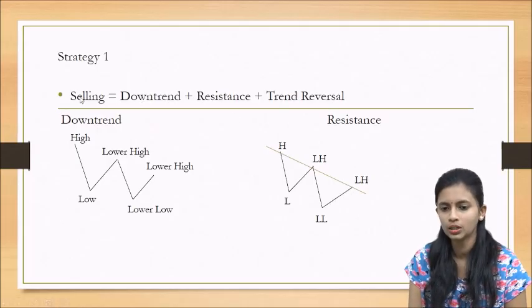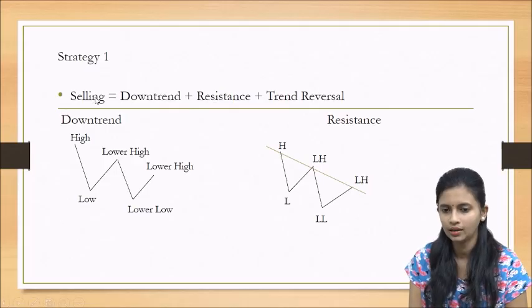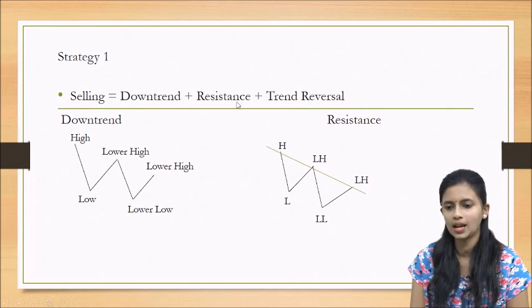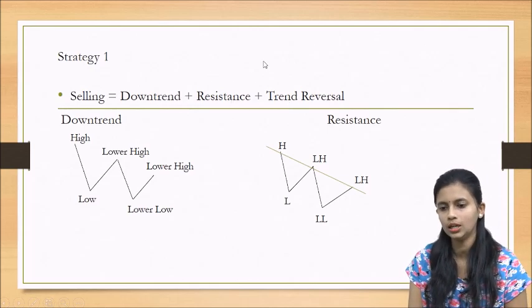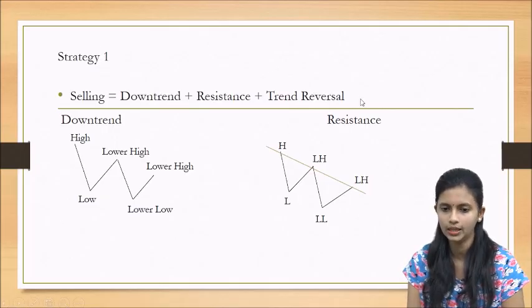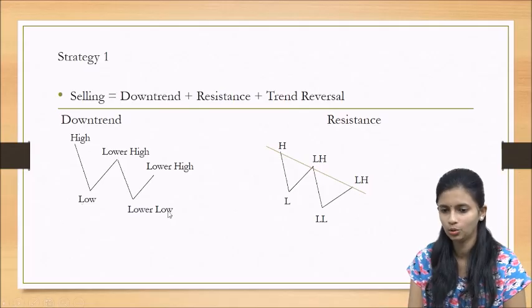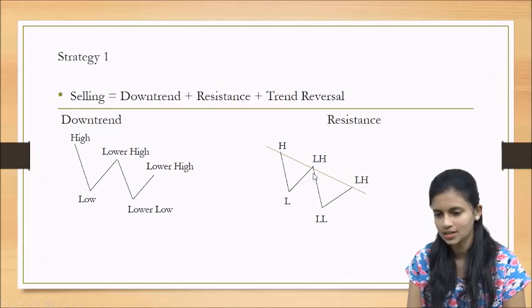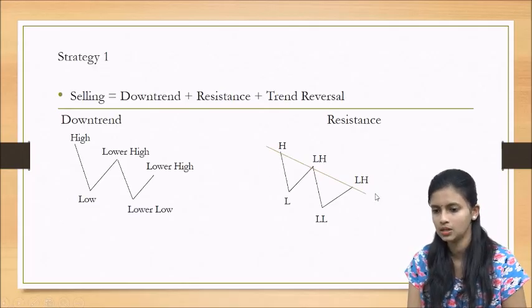Next, let's move on to the selling side. That is, if you are looking for a selling opportunity, then the three conditions that are required to be met are the downtrend, plus there has to be a resistance, and similar to the buying opportunity, here also a trend reversal pattern should be there. Downtrend means what? There has to be a high, low, lower high, lower low, and then again a lower high. And this trend line that you draw is a resistance line, and there have to be touches at all 3 points. Then only you can say that there is a proper resistance.